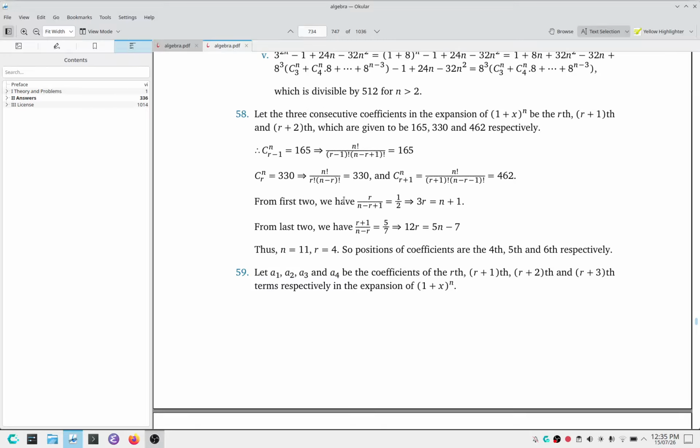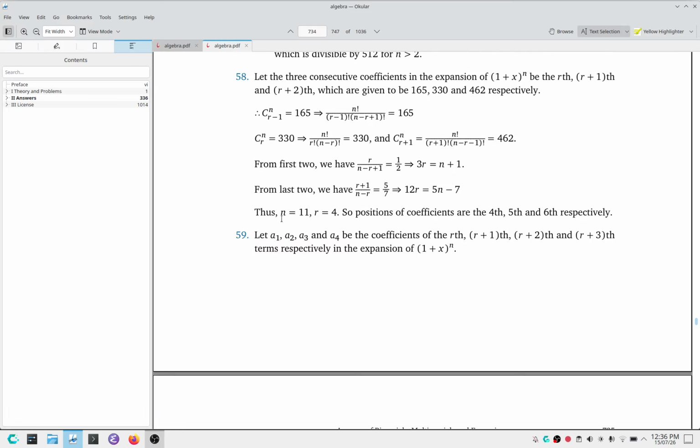We divide the first two, we get r / (n-r+1) = 1/2, that is 3r = n + 1. From the last two, we again divide, we get (r+1) / (n-r) = 5/7, that is 12r = 5n - 7. We have two equations, two unknowns, we substitute, we get n = 11, r = 4. So positions of the coefficients are 4th, 5th, and 6th respectively.